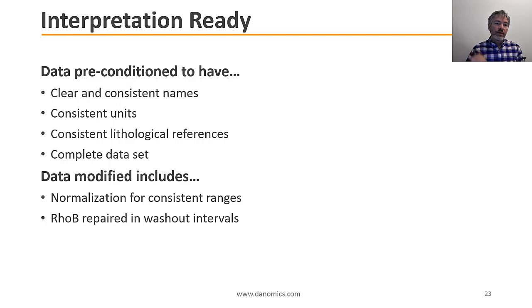Okay, and once we have done that, your data should have been preconditioned to have clear and consistent names, consistent units, consistent references, and have a complete data set. And then we have modified our data to have consistent data ranges via the normalization process. And then we have used some technique to identify and repair data in washout intervals. So, we now have a clean data set as well.